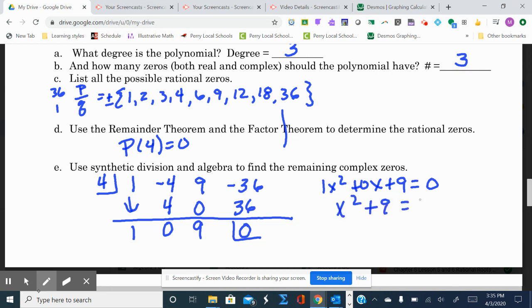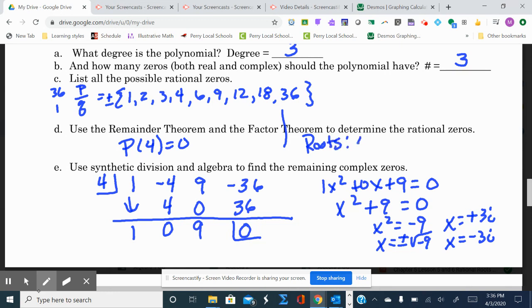This is a sum of squares, so that means we're going to get 2 imaginary solutions. So we can subtract our 9 and take the square root of negative 9, which then gets us our 2 zeros, positive 3i and also negative 3i. So again, we have 2 complex zeros, they're conjugates, and then we have our other 0, which is 4. So our 3 solutions, our 3 roots are 4, which is real, and complex: we have 3i, and we have a negative 3i.